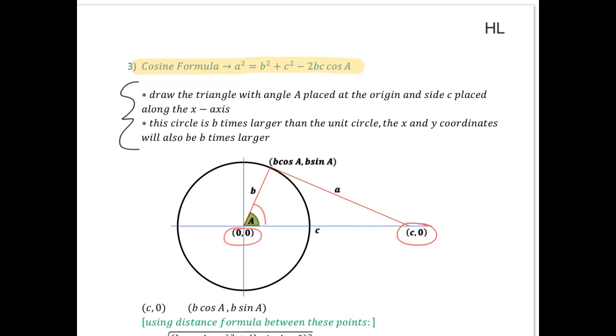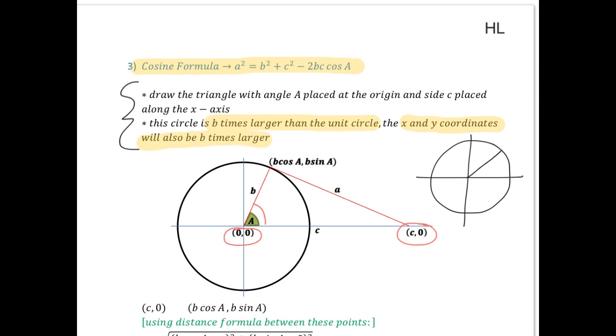Then we have a circle here which is b times larger than the unit circle, which means that the x and y coordinates will also be b times larger. So in the unit circle, you remember we had a radius of length 1, and in the x we had cosine A, where A is this angle here, and in the y we had sine A.